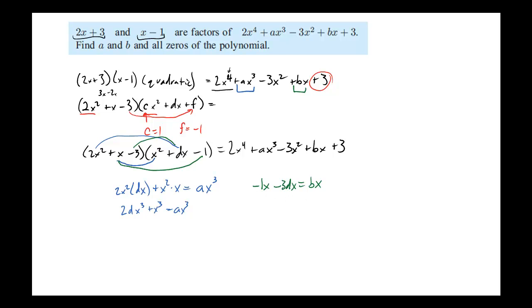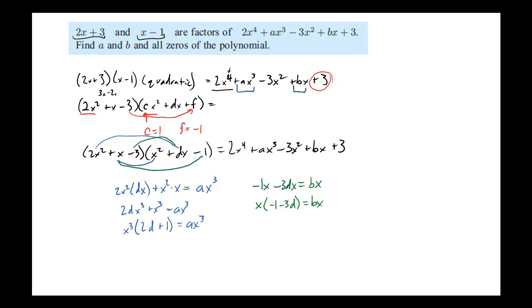And then negative 1x minus 3dx equals bx. So I'm going to go ahead and factor out the x. So x and then negative 1 minus 3d equals bx. And same thing over here with this other one, I'm going to factor out the x cubed, which will leave me with 2d plus 1 equals ax cubed.